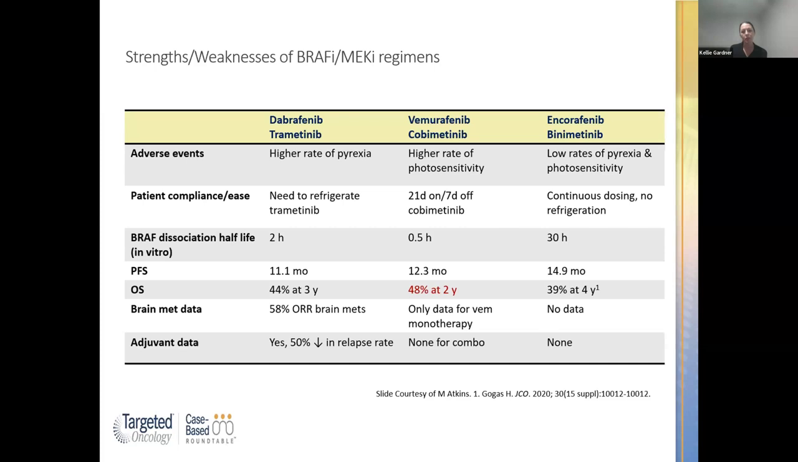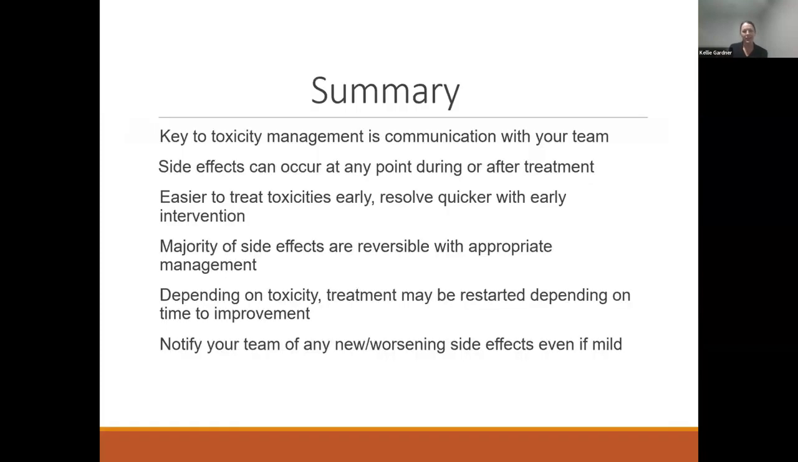With the vemurafenib, we do see a higher rate of photosensitivity. So patients on these drugs need to be very careful in the sun, using good sun protection, sunscreen, and UV shirts. And with the encorafenib-binimetinib, we see lower rates of both the fevers and the photosensitivity. So that was just a really quick synopsis of the BRAF drugs.